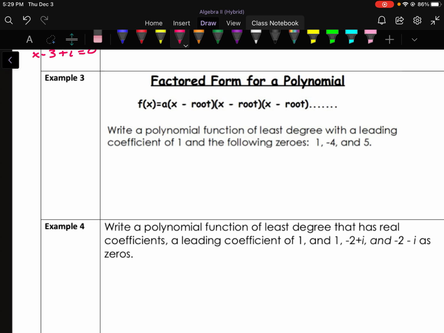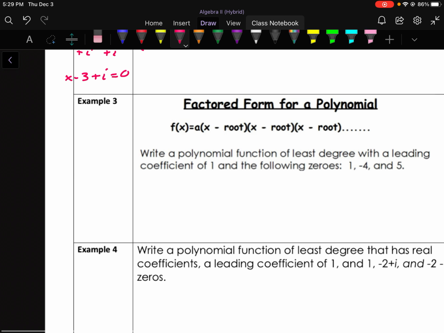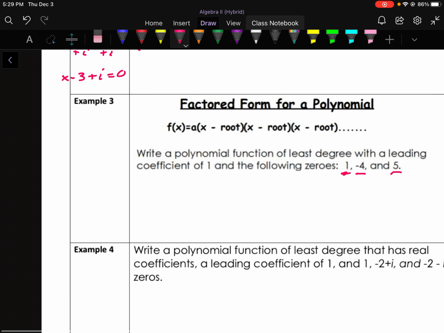So, write a polynomial function of least degree with a leading coefficient of 1 and the following zeros. Actually, this one doesn't say to write it in standard form. So if it doesn't tell you to write it in standard form, just leave it in factored form, and that's it. So what that means is these are your zeros. So if we want a function, we need to start with f of x equals my leading coefficient's 1, so that means my first number here is 1. You don't really need it.